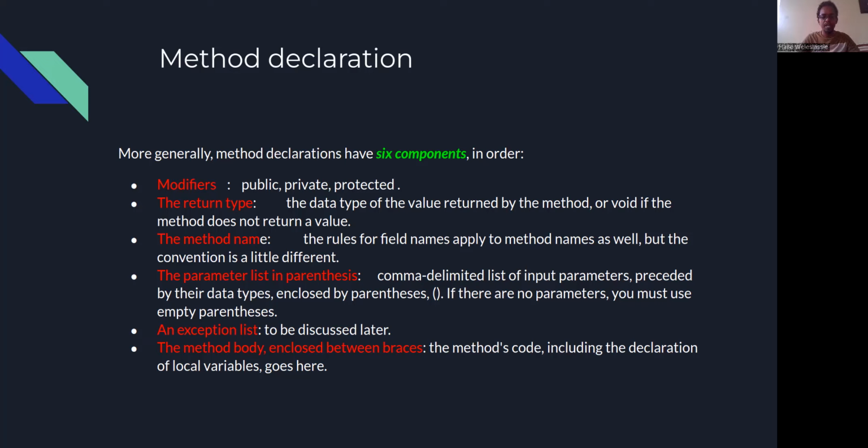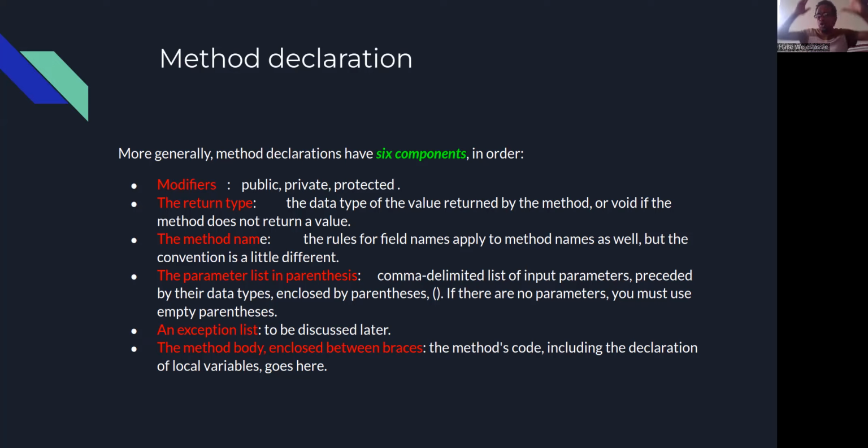The next component is exception list. Java has a very important concept of exception handling. A method may throw exceptions that will be handled by the caller. So when we define a method, we can throw an exception or many types of exceptions by saying throws, then the list of the exceptions. Then the caller will handle the exceptions thrown by the method.